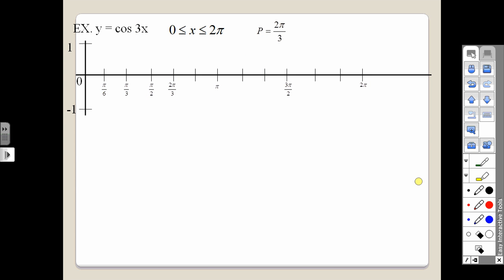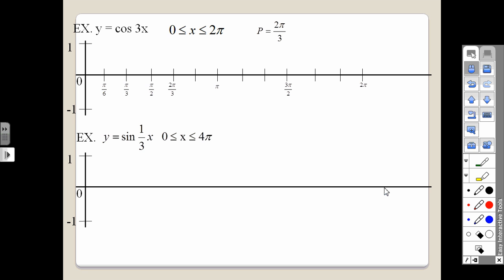Now we have y equals the sine of 1/3 x, and this time we're going all the way out to 4 pi. Okay, well, let's take a look at what our new period is going to be. 2 pi divided by 1/3 gives us 6 pi. So that's really big. We're used to going only as far as 2 pi. Now we have to go all the way out to 6 pi to get one complete cycle done.